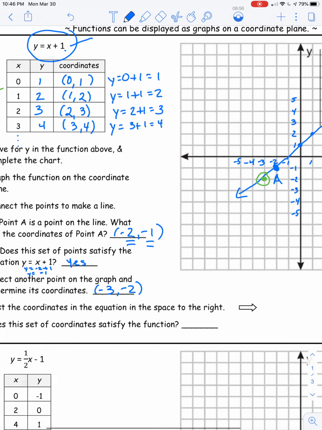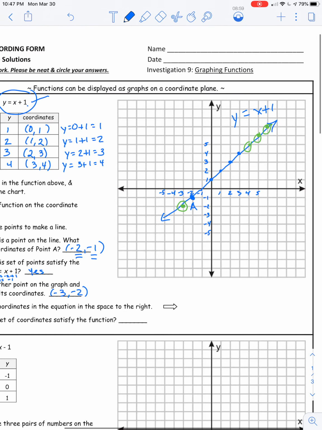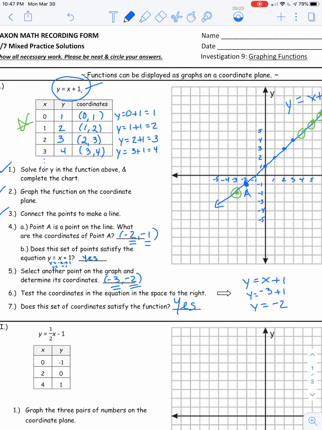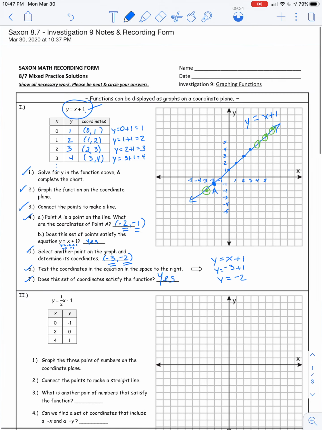-3, -2, and then over here for number 6, they want me to go off to the right, and I'm going to test that. So we're still on this graph on number 1, so y equals x plus 1. So let's take the x coordinate and put that in for x, and see what I get here. So y equals -2, which in fact is the y coordinate in my set of coordinate points there. So yes, it does satisfy the function. So we've completed 1 through 7 for number 1. Okay, so that's number 1.